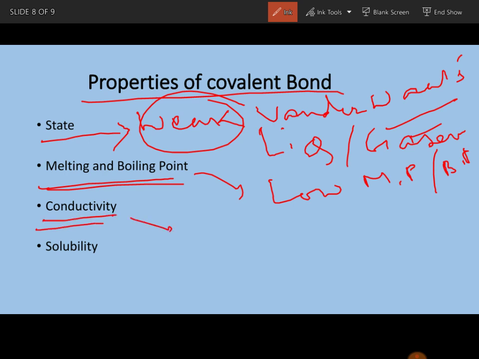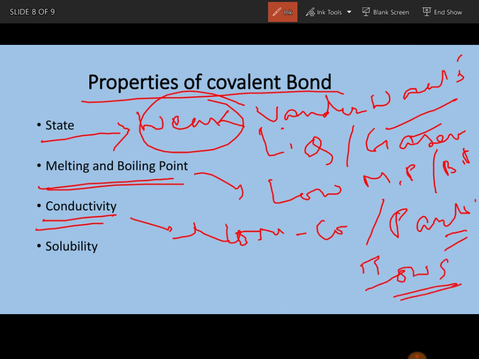Conductivity: they will not conduct electricity, or they will conduct partially, because they cannot break into ions properly. The ions are not going to form easily, that's why they will conduct partially, or we'll say they do not conduct also.